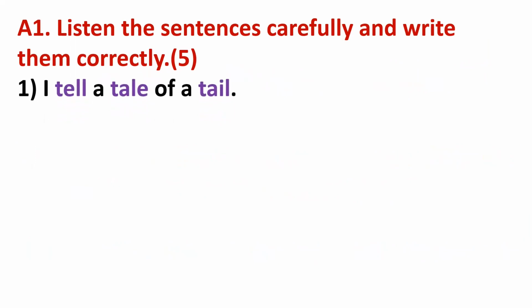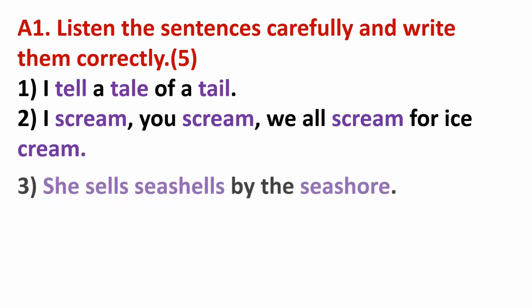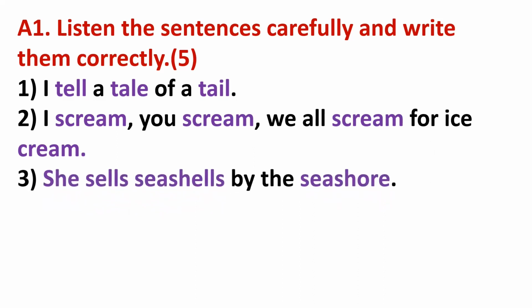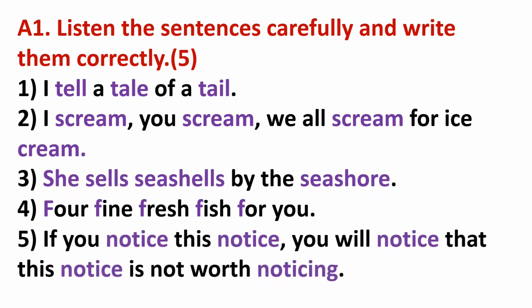I tell a tale of tale. Here, you will see 3 words having the same pronunciation, tale, but the spelling and meaning, these are different. So students have to write them carefully. I scream, you scream, we all scream for ice cream. She sells sea shells by the seashore. Four fine fresh fish for you. If you notice this notice, you will notice that this notice is not worth noticing. Now, in these 5 sentences, you will find tongue twisters, homophones, as well as the rhyming words.